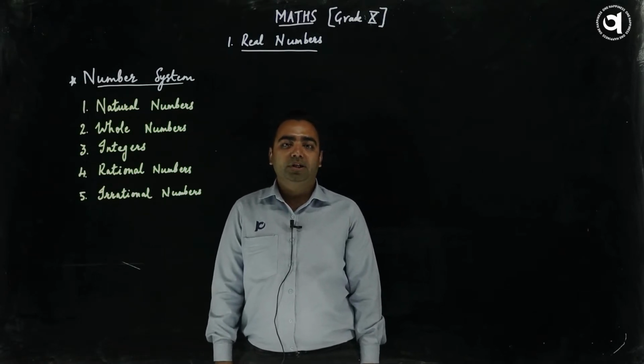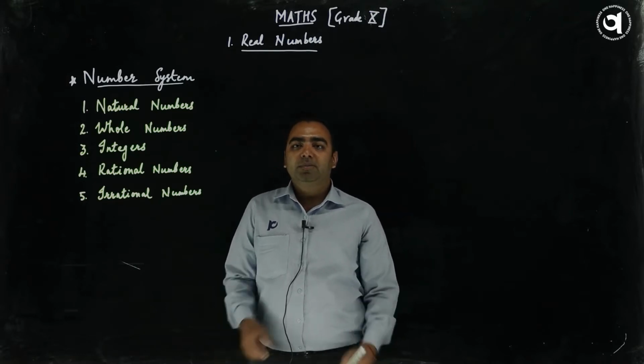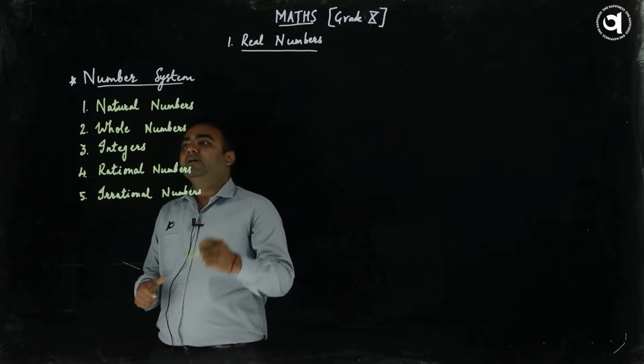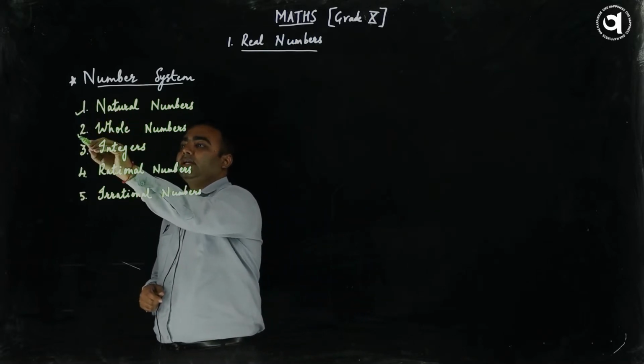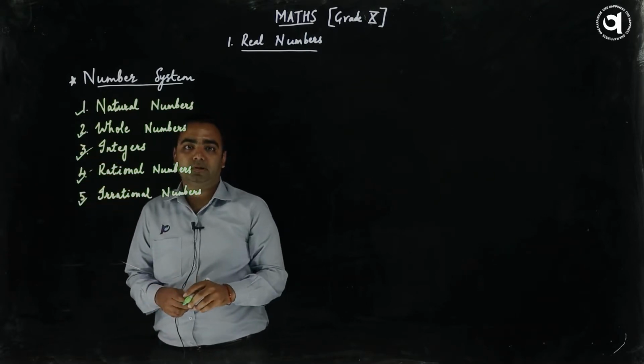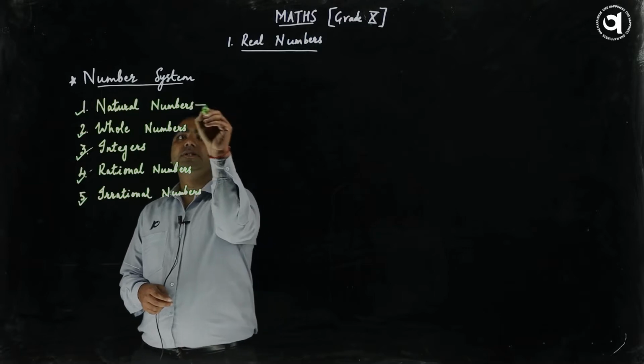Today I am going to teach a topic based on 10th standard, which is real numbers. Before starting with the chapter, we will see the different types of number system. First will be natural numbers, second whole numbers, then integers, fourth rational and fifth irrational numbers. Now let us see the definition for these numbers.